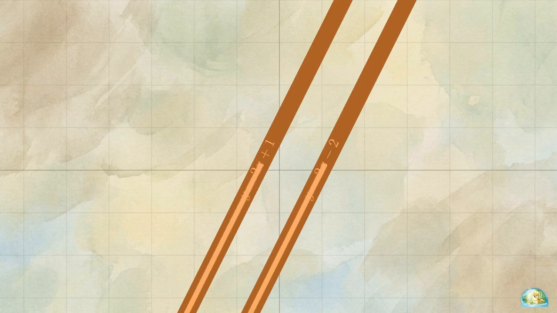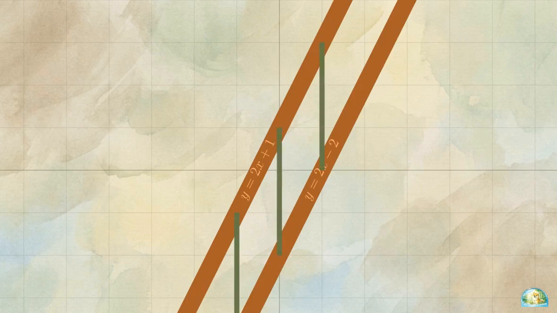Here we see a woodland stream with 2 perfectly parallel branches acting as our lines. One traces the equation y equals 2x plus 1, and the other traces y equals 2x minus 2. You might wonder if they eventually meet further down the trail. If we measure the vertical distance between them, we can see their slopes are identical. That distance remains permanently equal, no matter how far they extend.